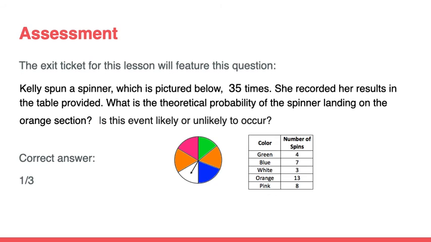Next, for the assessment and the exit ticket, there will be just this one question. Kelly spun a spinner, which is pictured below, 35 times. She recorded her results in the table provided. What is the theoretical probability of the spinner landing on the orange section? Is this likely or unlikely to occur?